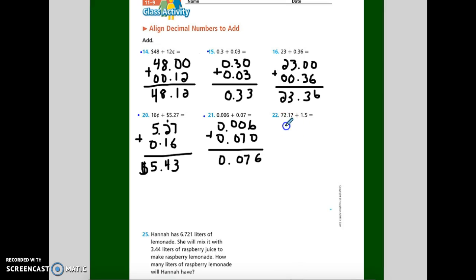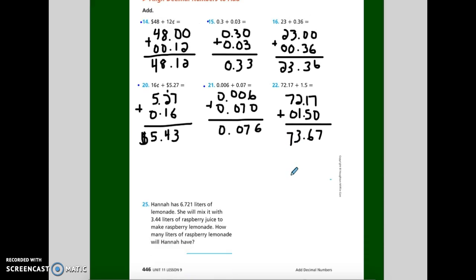All right, let's see how you did. 72 and 17/100 plus 1 and 5/10. Add my zeros just as place value holders there. And then let's go ahead and add it up. 7 plus 0 is 7. 5 plus 1 is 6. Go ahead and bring down my decimal point. 2 plus 1 is 3. 7 plus 0 is 7. So you should have ended up with 73 and 67 hundredths.